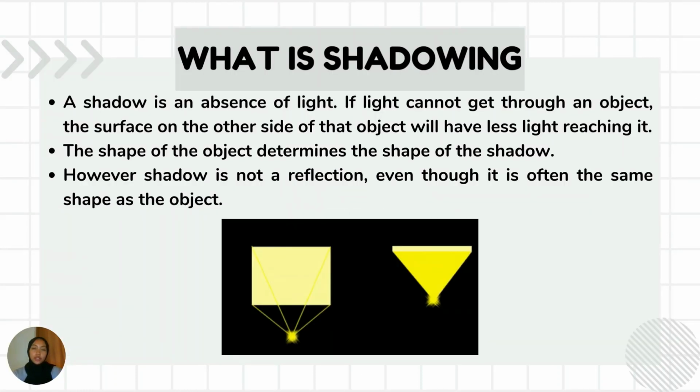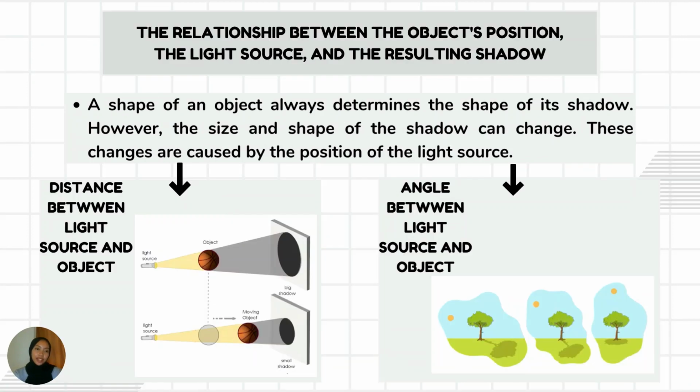If the light cannot get through an object, the surface on the other side of that object will have less light reaching it, hence resulting in the absence of light, or shadows. We must remember that the shape of the shadow is determined by the shape of the object. However, a shadow is not a reflection, even though it is often the same shape as the object.